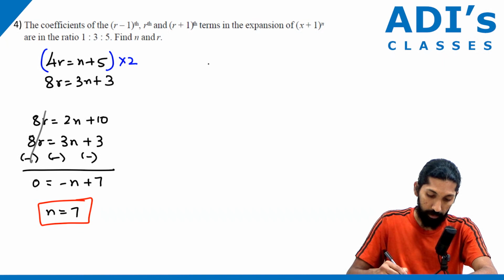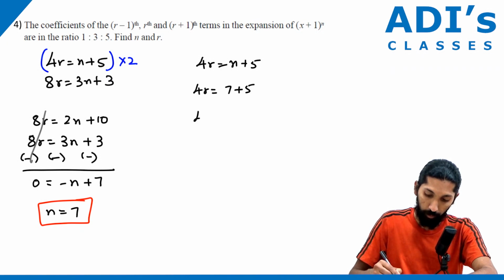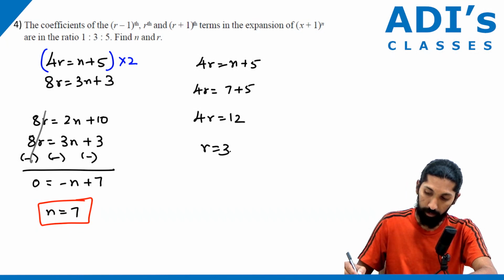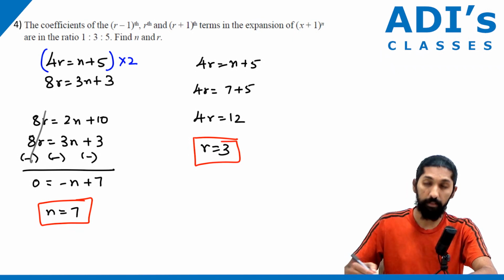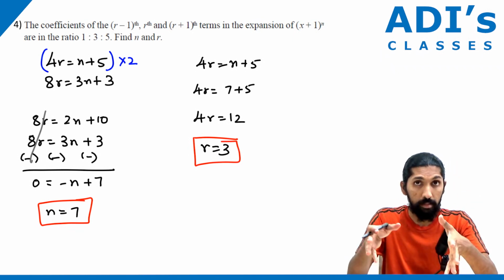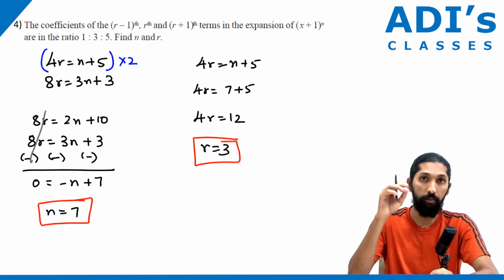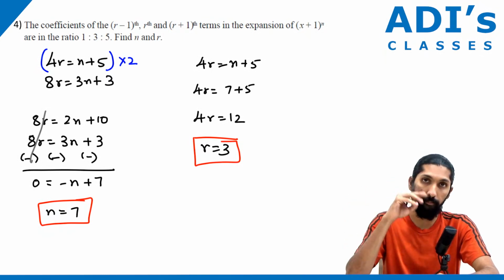See, what do we have as the first equation? 4r is equal to n plus 5. So 4r is equal to 7 plus 5, 4r is equal to 12. So what do we get? r is equal to 3. So we got the value of r as 3. These are the answers we require: n value is 7, r value is 3.